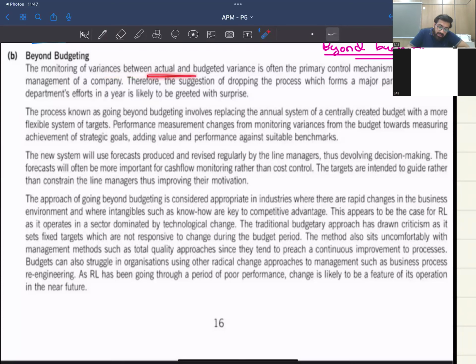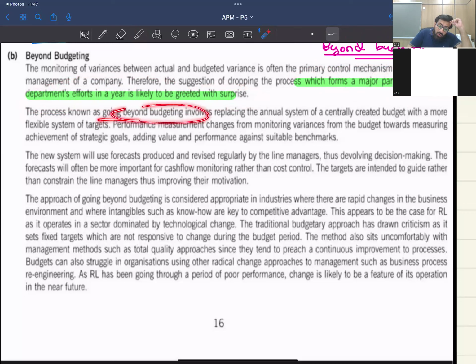So monitoring of variances between actual and budgeted is a primary control mechanism. You are not doing any new thing. It's a primary control mechanism that every entity does, right? So dropping the process, which makes up some major parts of finance, is likely to be greeted with surprise. So you cannot just easily quit it. It's not that easy. It's your departmental efforts, it's a major part of finance that's being followed. So you cannot easily just move away from this.